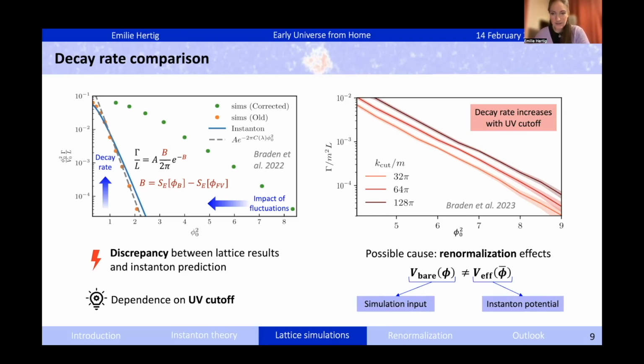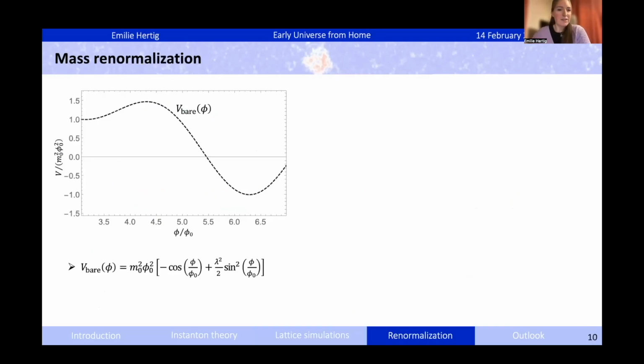This was started by Jonathan Braden. Here's the bare potential that we work with in our simulations with the false vacuum here, the true vacuum here. Now we look at the mean field equation of motion. So the gradient term disappeared because the mean field is spatially homogeneous. Here we have the time variation. And now we average this derivative of the bare potential.